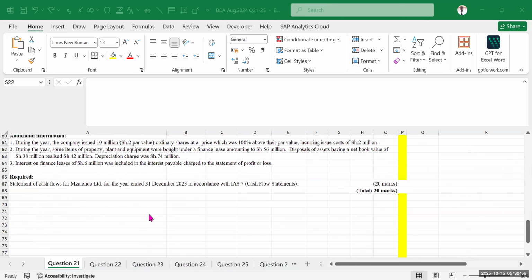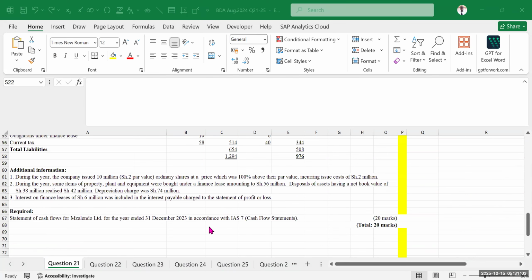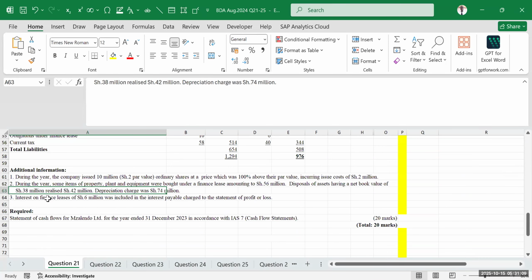So, I believe that must have been from the additional informations. That's why additional informations are always good to check. Now, let's see. I think we had read additional information number 2. That's where we were able to get the gain or loss on disposals, then depreciation charge for the year. Good. I'm seeing note 3. Very good. Thank you, Mercy.